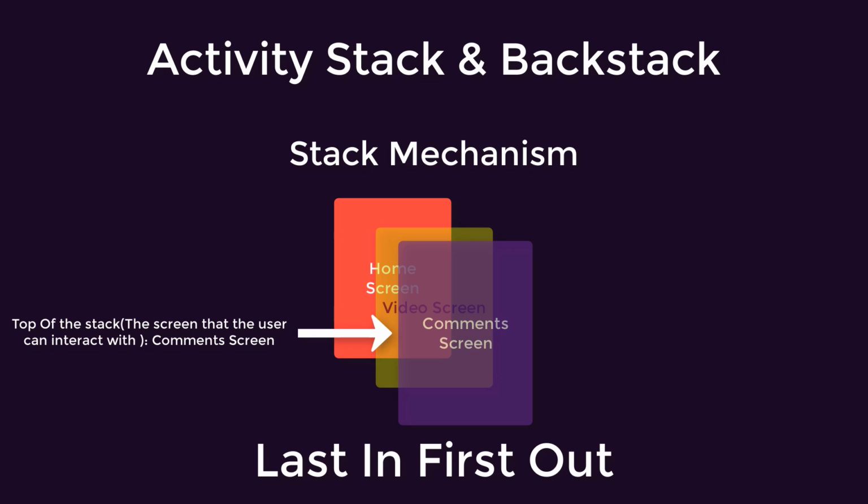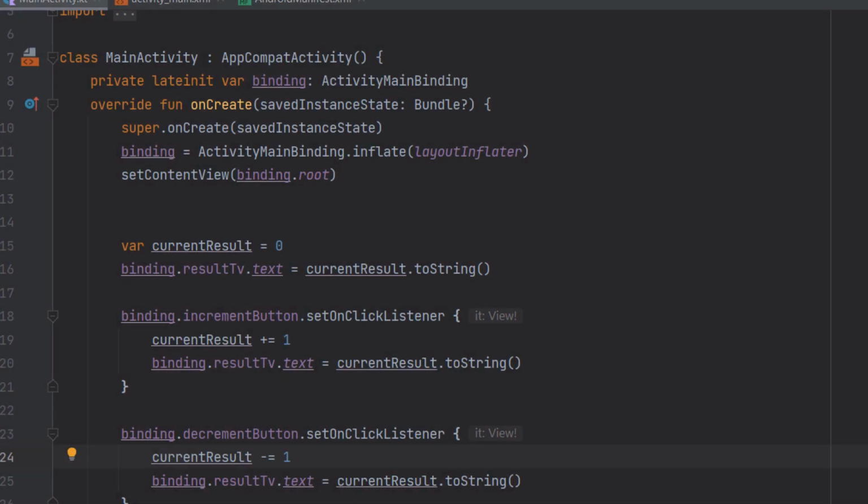So whenever any activity or screen is at the top of the backstack, or at the top of the stack, that means that the user is currently viewing this screen. Now, how can we create other activities? How can we navigate between activities?